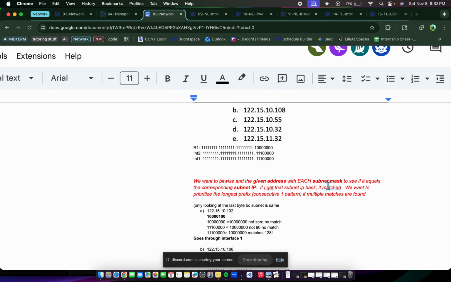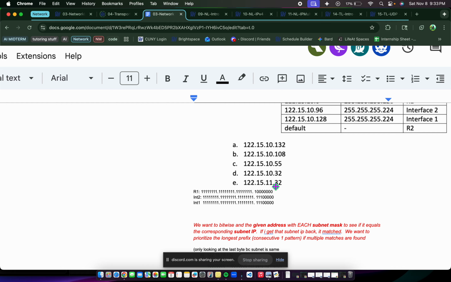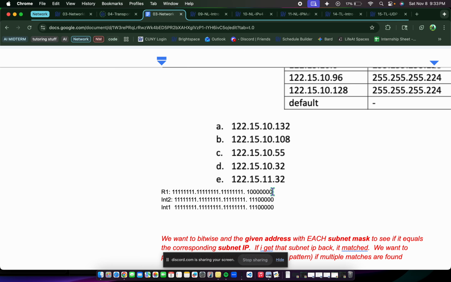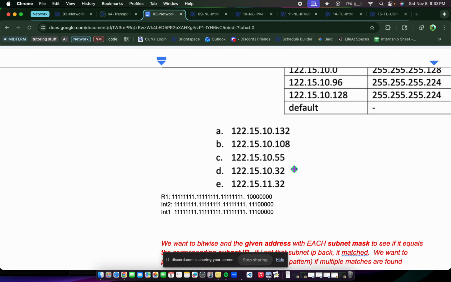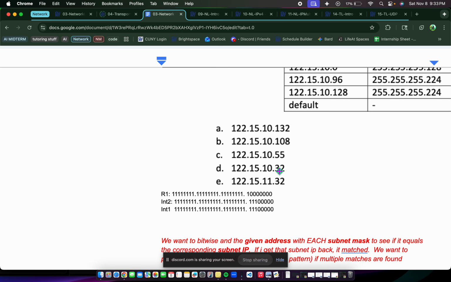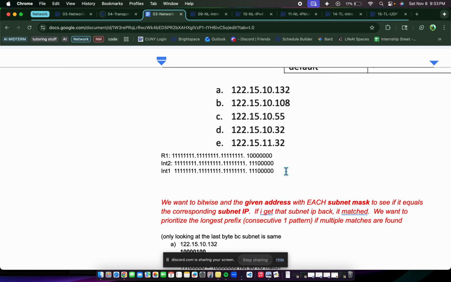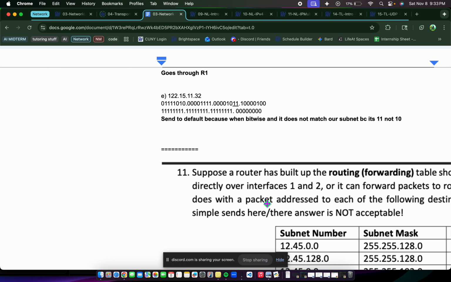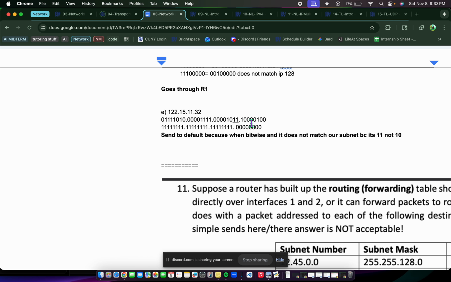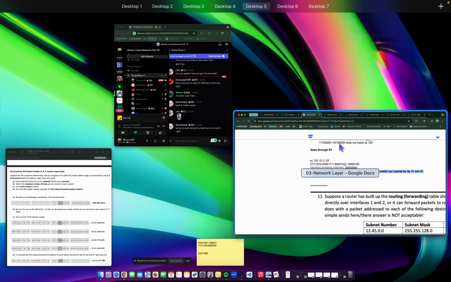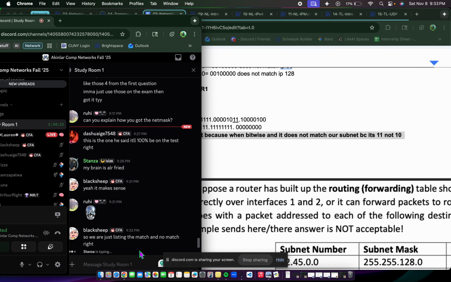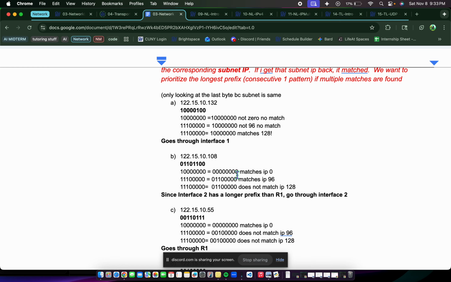So honestly, if you see these and you don't understand, if you take absolutely nothing from these questions, if you see one of these that does not have the same subnet, it goes to default. That's an easy 2 points probably. The others, you have to do the whole process that we did. But for part E, if you see that it's not the same subnet, boom, easy points. It's definitely not on your subnet, so you just send to the default router. Yep, exactly. Just listing the match and no match. So you're just doing bitwise AND.